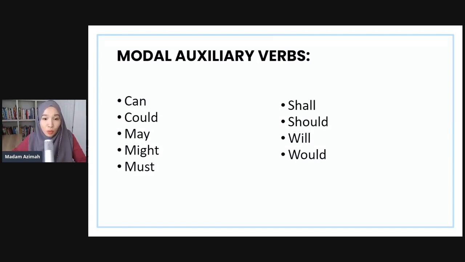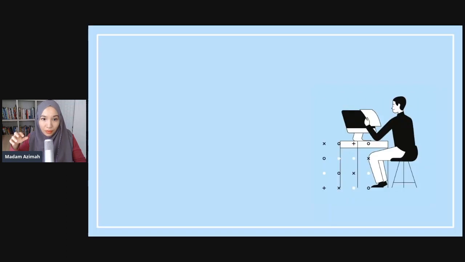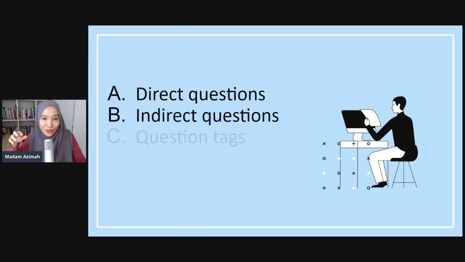Now, when we want to form questions, we will use these modal auxiliary verbs as well as the auxiliary verbs that I talked about before, be, do, and have. Okay, are you guys with me now? It's all coming together, hopefully, because we're going to revisit these auxiliary verbs throughout this session. Right. Now let's go to the different kinds of questions that we are going to cover today. So we're going to do direct questions, indirect questions, and question tags.